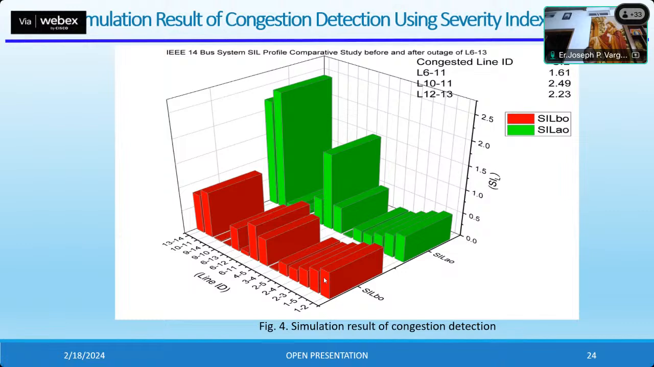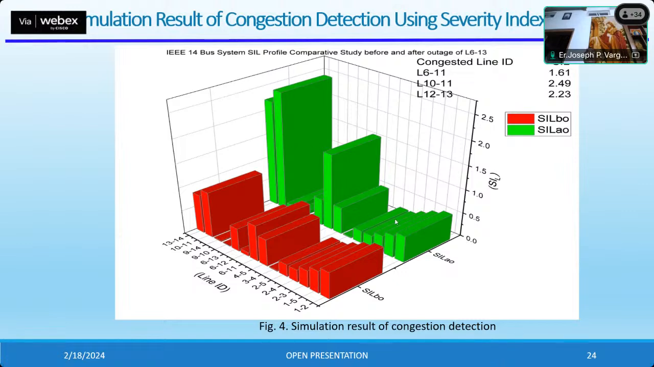This represents the severity index before outage. After the outage of L6-13, we know that the severity index of the transmission lines has increased, especially these three lines I told you, 6-11, 10-11, 12-13. The severity index has tremendously increased to a value above 1. Hence, these three lines are getting congested. This is the base system, where there is no congestion, and we have managed congestion by rescheduling the generators. In this case, due to the outage, congestion is there.